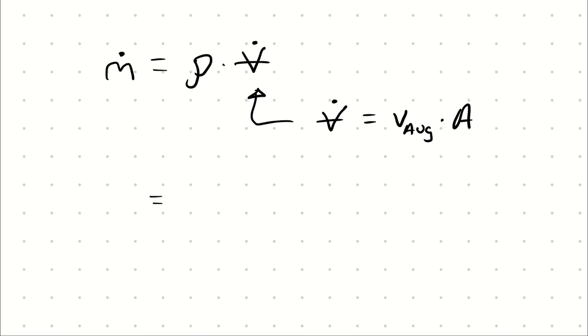As a result of that, we can write the mass flow rate of a fluid as the density of a fluid times the average velocity of that fluid times the cross-sectional area of that fluid.